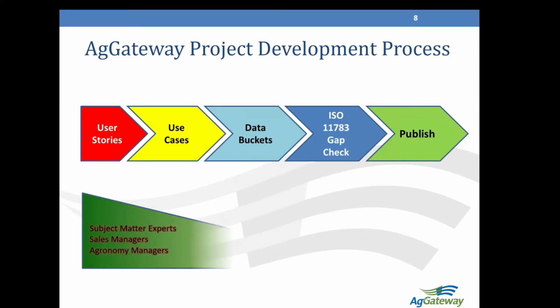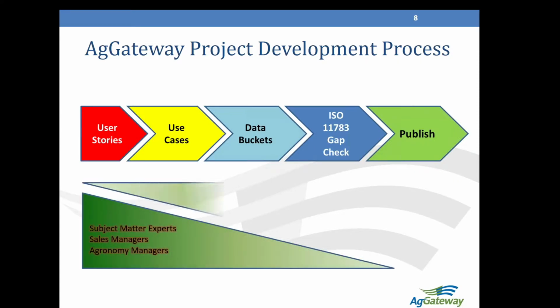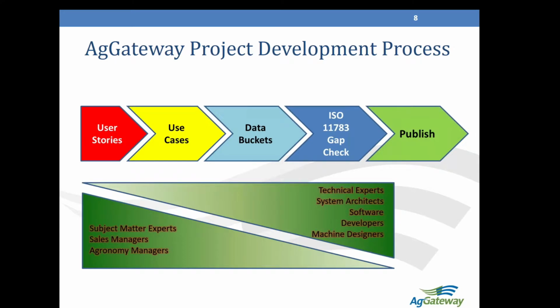So just a bit more detail about the AgGateway project development process. There is a formal process within each of the AgGateway projects, and it involves various groups, including subject matter experts, sales managers, agronomy managers, these people that know the use cases, the user stories. They know what happens in their organization. And that begins with the user stories and use cases, flows into the data buckets and ISO 11783 gap check process, points of the process in the development life cycle.